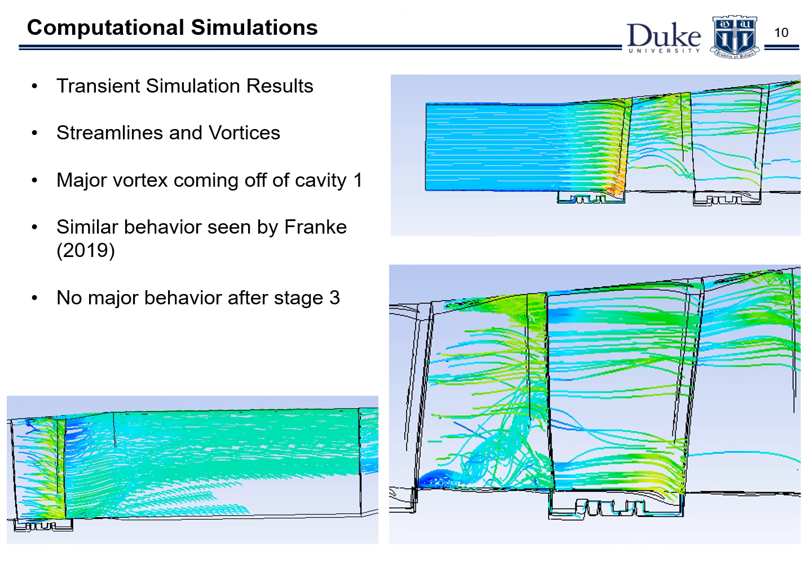Finally, some transient simulations. I plotted streamlines for the first, second, and third stage, and you can see a little bit of a vortex coming off the first cavity after the first stage, validating previous results done by Franck in 2019.